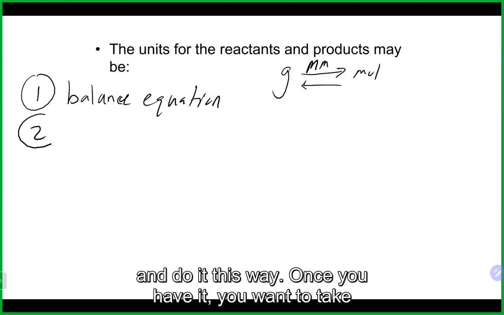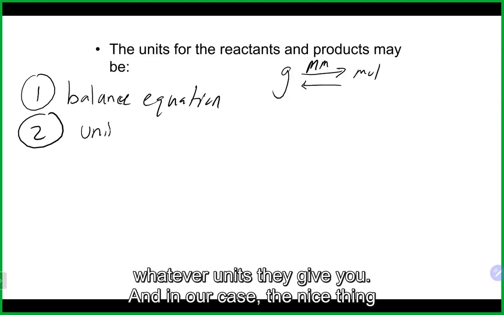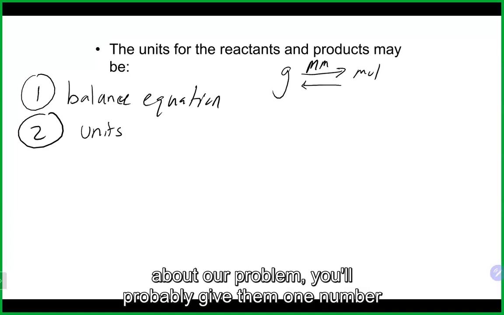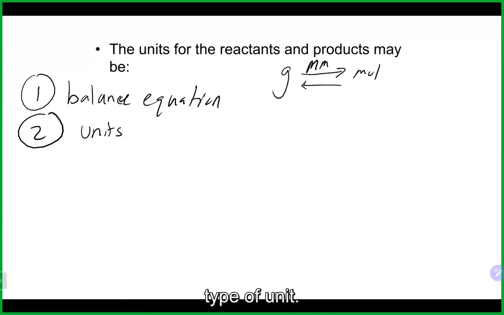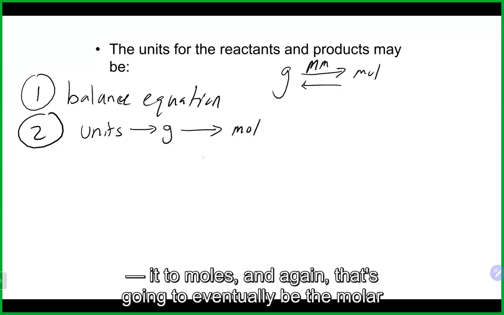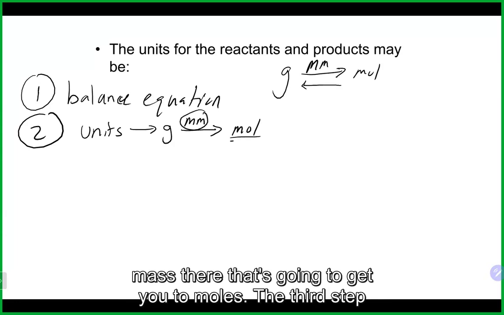Once you have it, you want to take whatever units they give you. And in our case, the nice thing about our problems, they'll probably give you one number only in the problem. So one type of number with some type of unit. Convert it to moles. And again, that's going to eventually be the molar mass that's going to get you to moles.